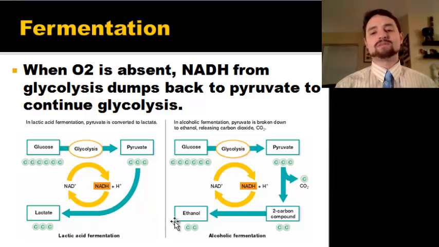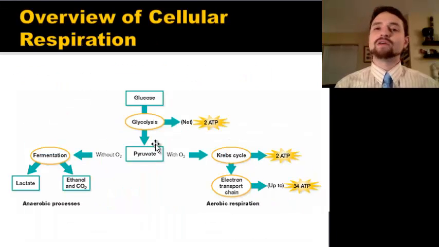In some organisms, they do what we call alcoholic fermentation. They will release a carbon dioxide molecule, they'll accept that NADH electron, and they'll turn into ethanol. Things like yeast do this, and we use yeast for various things in cooking and beverage making. So this allows glycolysis to continue, which allows some ATPs to be made and the cell to not die.